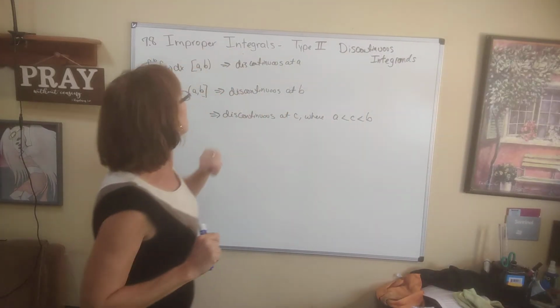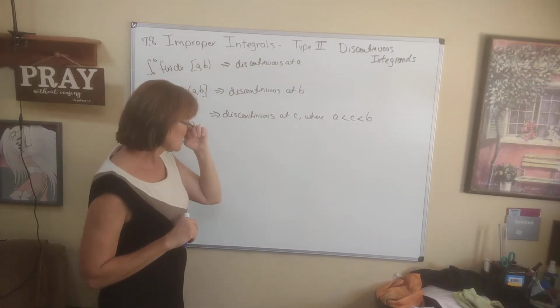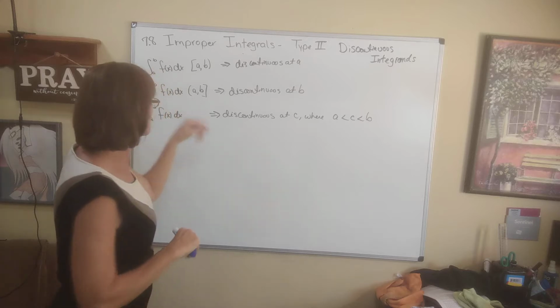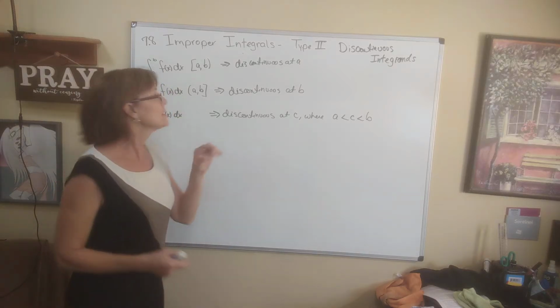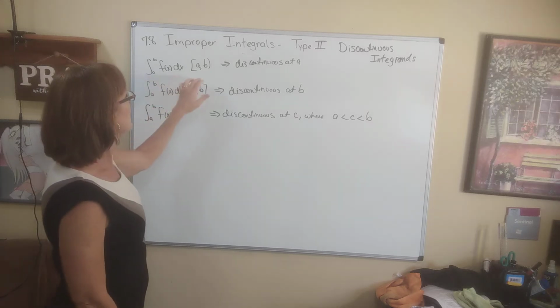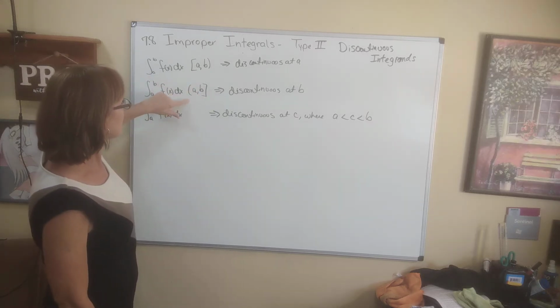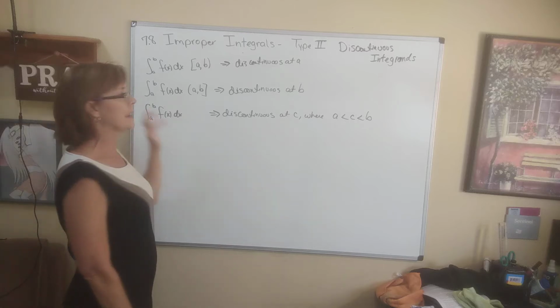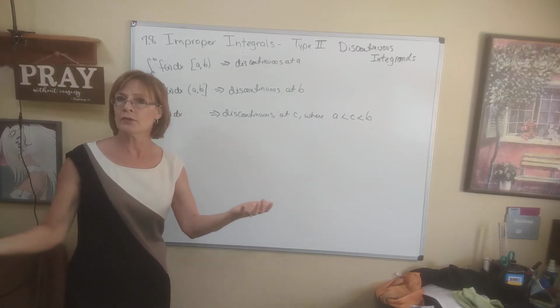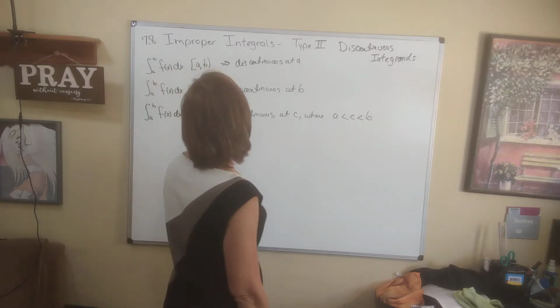Right, type 2 of improper integrals. This is where we're taking an integral and there's a discontinuity either at one of the limits, at A or B, or somewhere in between A and B. So how do we handle that? This is how we handle that.